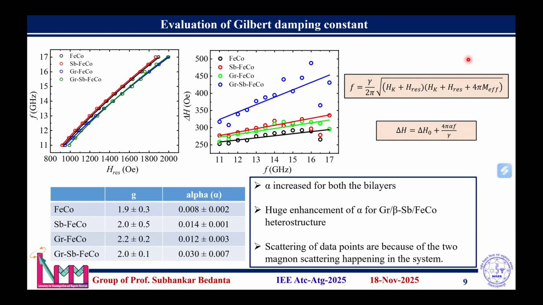Yes, it is actually two magnon scattering. If you see any literature related to FeCo, it possesses very strong TMS at low frequency. So here also.